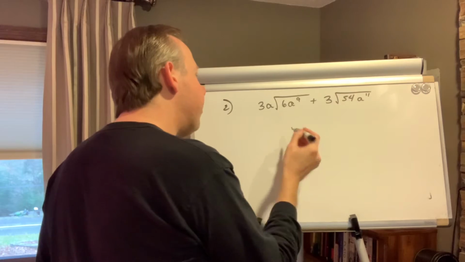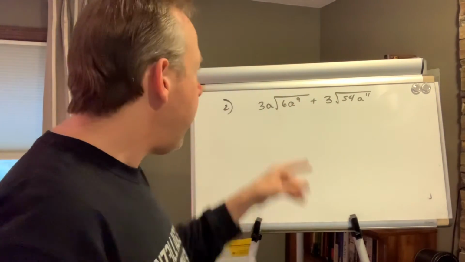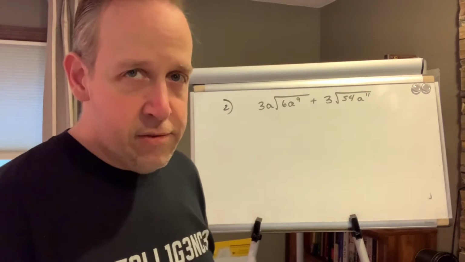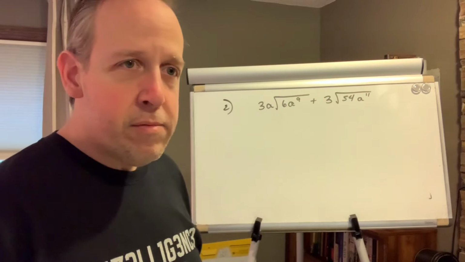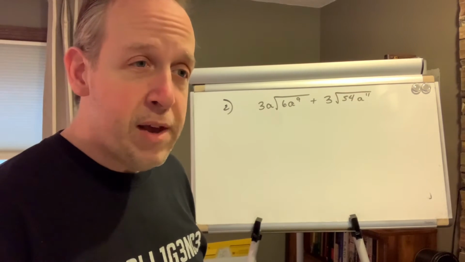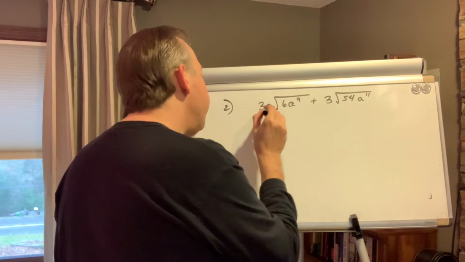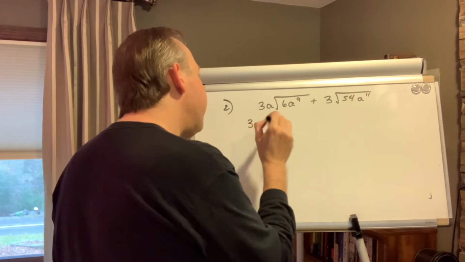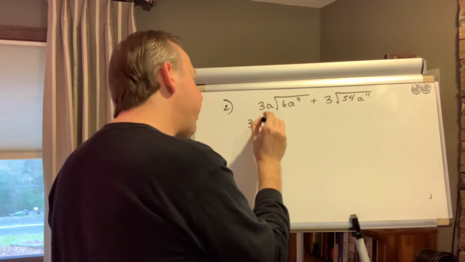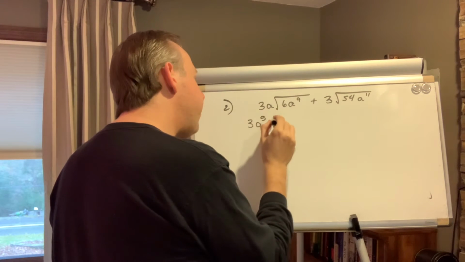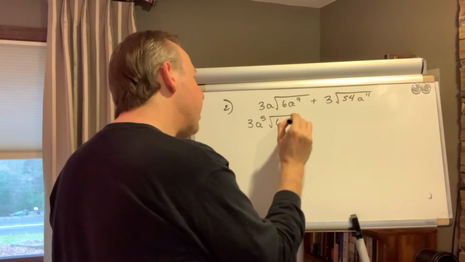6a to the 9th. Now, 6 is just 3 times 2, but that doesn't reduce from a square root. But a to the 9th is 9 a's. So how many pairs of a's are there in 9? Well, there's 4 pairs because that would be 8 of them with 1 a left over. So this was 3a already. I'm pulling out 4 pairs of a to meet the one that's already there, which is 3a to the 5th. And the 6 stays under, and so does that one last a.